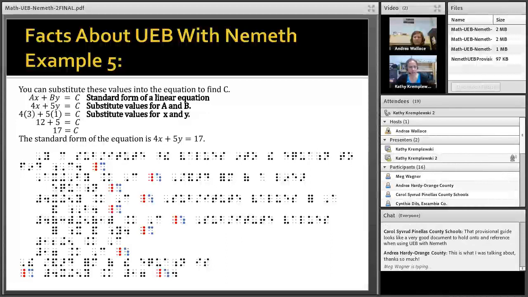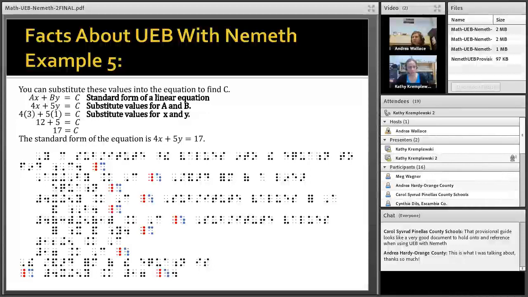All right, so after the capital C, notice we go into Nemeth mode. So then you're in Nemeth mode for capital A X plus capital B Y equals capital C. Close Nemeth mode, and then you have UEB for standard form of a linear equation.